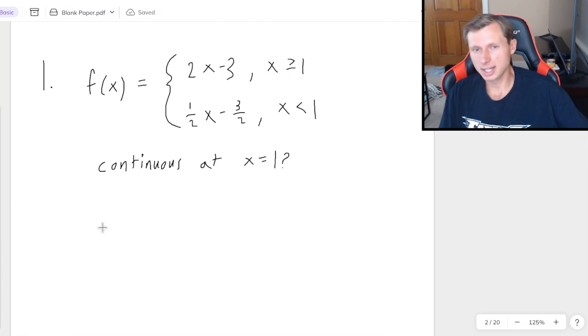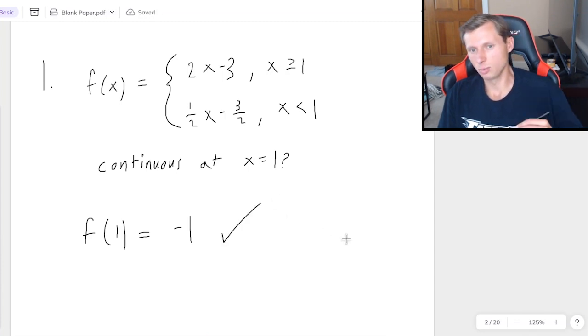So the first thing I'm checking is I want to know, does f of a exist? In this case, it's 1. I'll tell you it does exist, and I know that because when I look at the top equation, that has the equal sign. So if I plug in 1 in for x, 2 times 1 minus 3, that's negative 1. And again, I don't care what the value is, I just care that it exists. So in other words, we passed the first check. Now for the second check, I need to find a 2-sided limit.